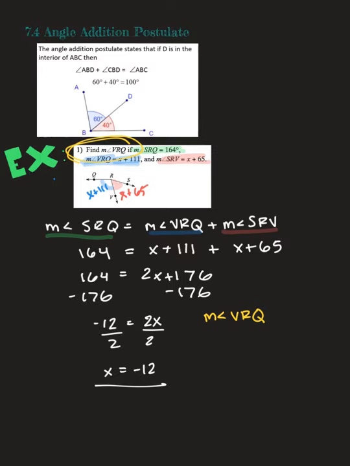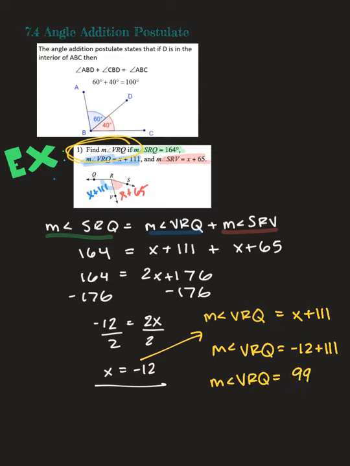So VRQ is here, the blue one. That's equal to x plus 111. But we know what x is, so we can substitute that in. So the measure of angle VRQ is equal to negative 12 plus 111. So the measure of angle VRQ is going to be 99 degrees. Don't forget to put your little degree symbol, and then that is our answer. Okay, so let's move on to our second example.